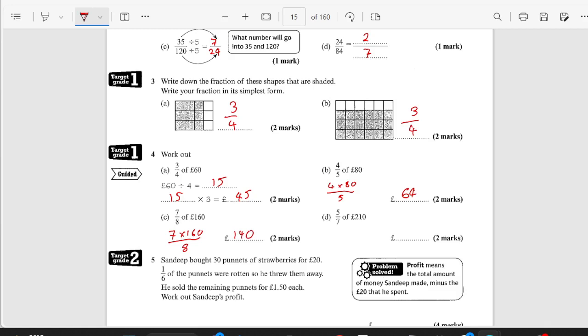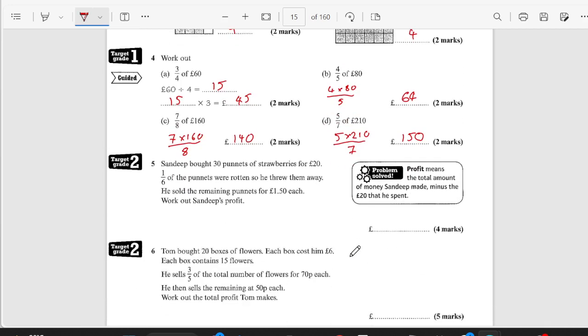And then likewise for D, I'm going to treat it as 5 times by 210, all divided by 7. And then 210 divided by 7 would be 30, and then 5 times by 30 would be 150.